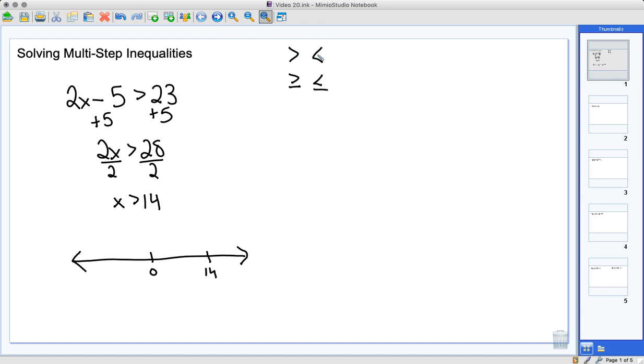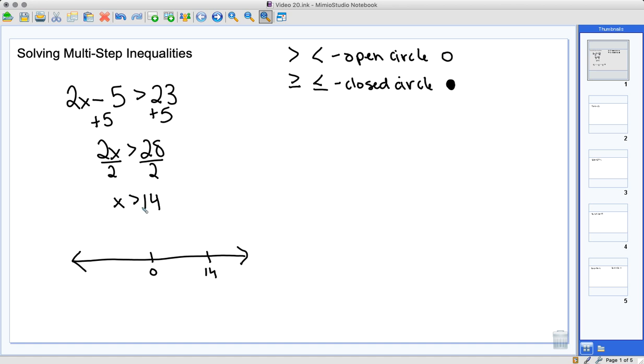Okay, if it's a greater than or a less than sign, it's what we call an open circle. Okay, so basically what that is, I'm just going to make a circle and I'm not going to fill it in. Greater than or equal to or less than or equal to is a closed circle. Okay, so it's a filled in circle. Okay, the difference between the two is with the closed circle, we're including the number that we get. With an open circle, we aren't.